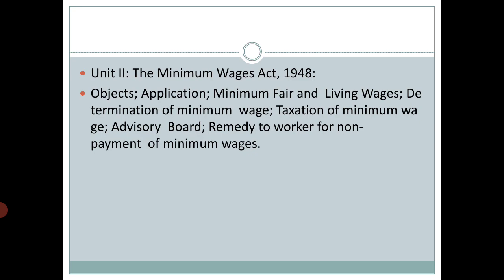See, when we consider unit number two, the Minimum Wages Act 1948, what are the things included in this unit, or what should a student of Diploma in Human Resource Management be studying in this particular unit? Yes, the objects, application, minimum fare and living wages, determination of minimum wage, taxation of minimum wage, advisory board, remedy to worker for non-payment of minimum wage. Okay, all these things.